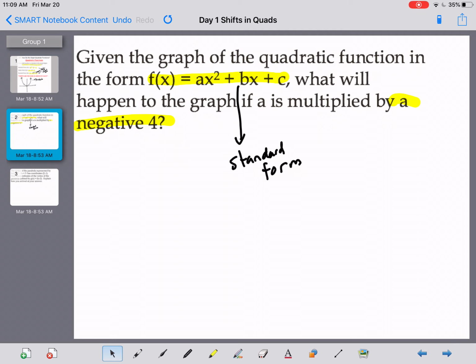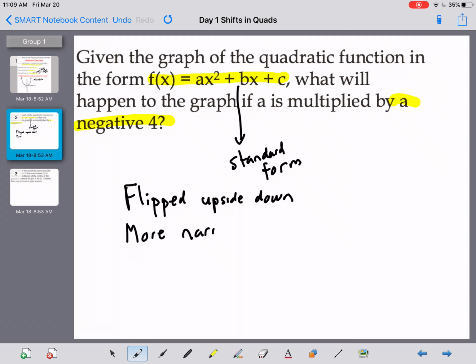So since it's multiplied by a negative, our graph would be flipped upside down. And since it is a 4, that number is greater than 1, so that means our graph would be more narrow. Remember, it's the opposite. The bigger the number is, the more narrow your graph is going to become.